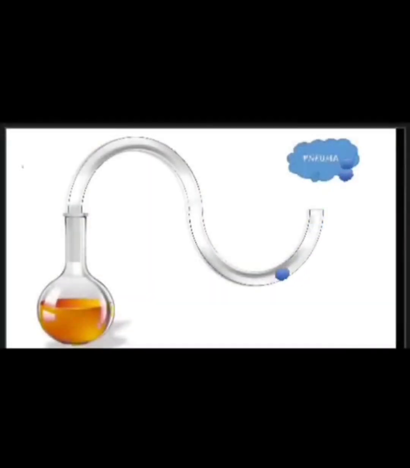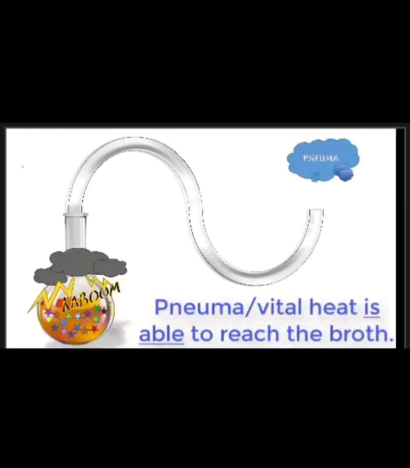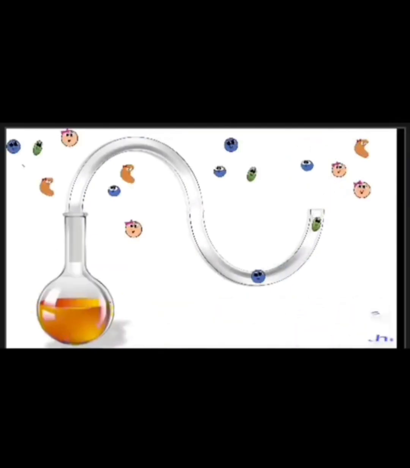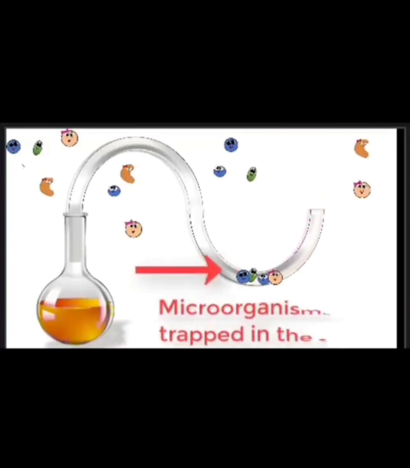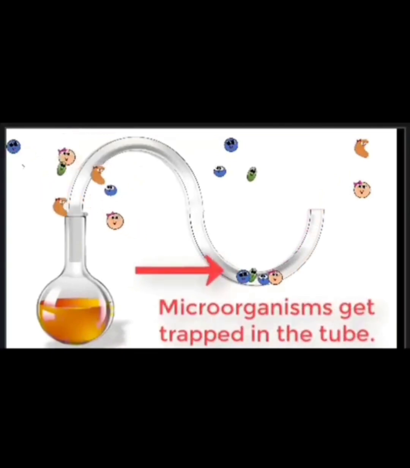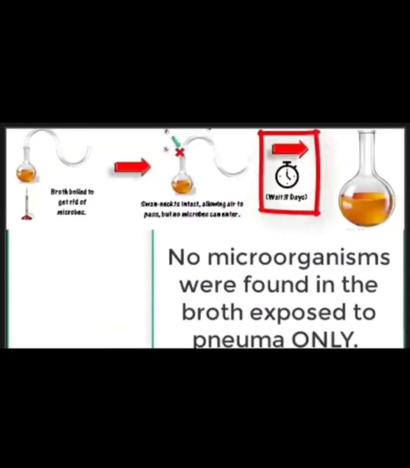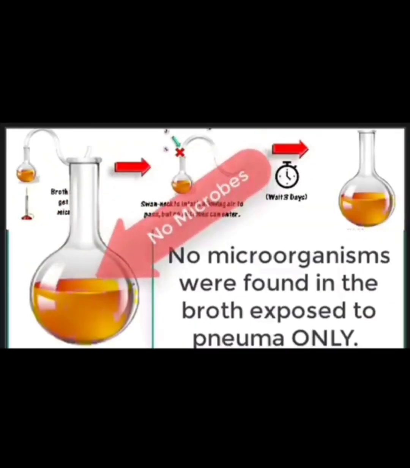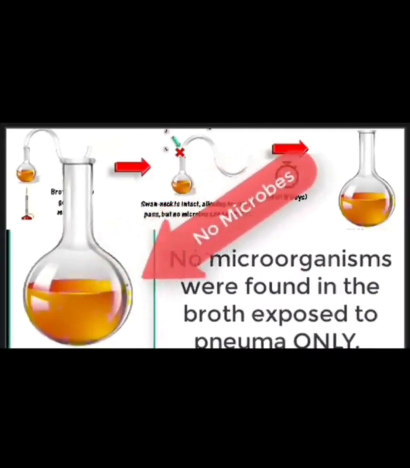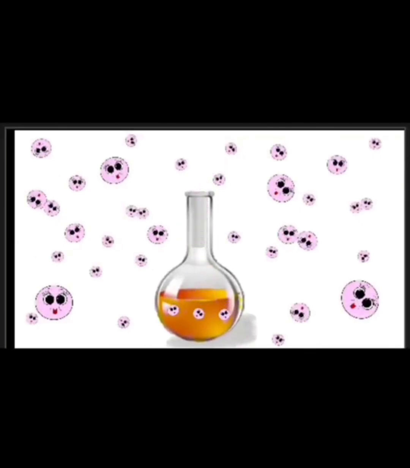During this time, only the air or the heat could get into the flask or the broth, but any microorganisms present in the atmosphere were trapped in the neck of the flask, so they were prevented from entering the broth. So no microorganism growth was found in the broth, since all the microbes were trapped in the neck. But when the experiment was repeated with the neck of the flask broken, microorganism growth was found, since it had been exposed to microbes in the environment.